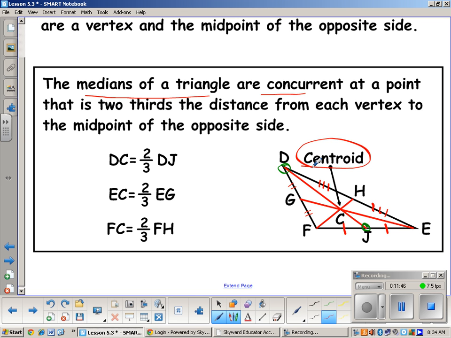That does not create any special circle. It doesn't make a circle outside, inside, around, next to, anywhere. Okay? What it does do is that point breaks up these medians.